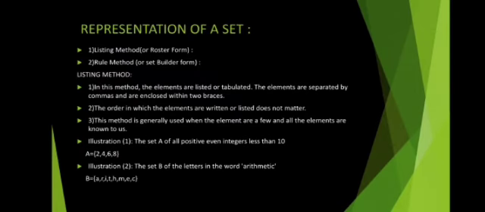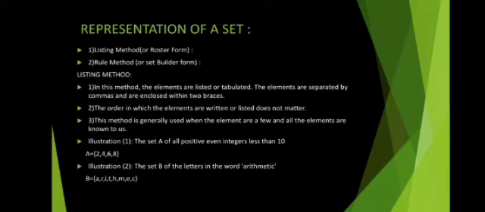Now the next is representation of a set. Sets are represented using two methods: the listing method, which is also called roster form, and the rule method, which is called set builder form. Now what is the listing method? In this method, the elements are listed. The name itself suggests it. When we go to DMart, we make a list of things. That is called the listing method.